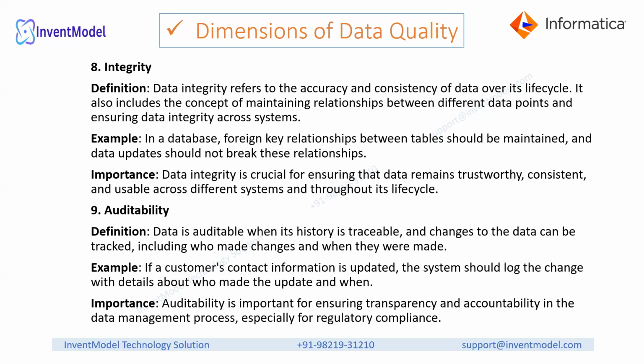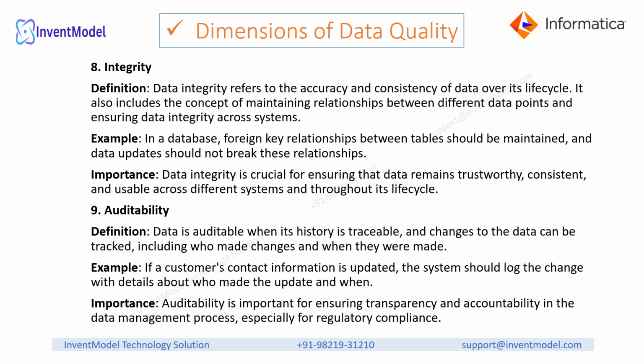The next dimension of data quality is auditability, meaning auditing the data. Data is auditable when its history is traceable. That means once we are maintaining the history of the data, like audit trails, only then can we go back and understand what happened two years back for the data.